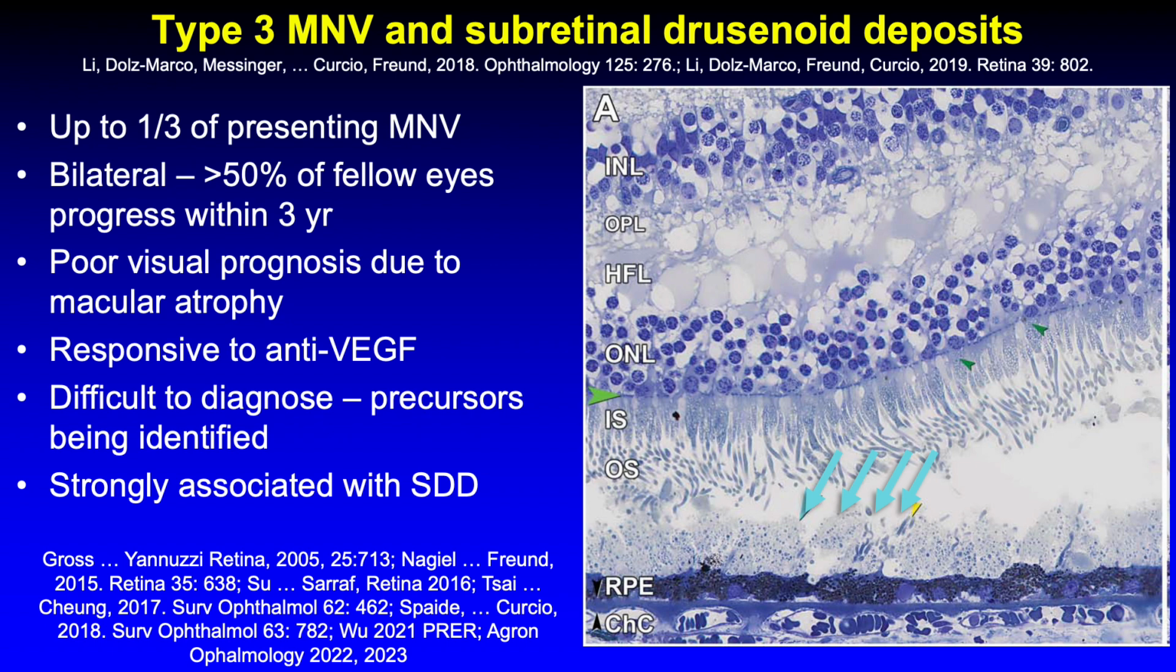This form of neovascularization is very responsive to anti-VEGF, but it's difficult to diagnose, and the precursors are still being identified, and SDD has an important role as a precursor.